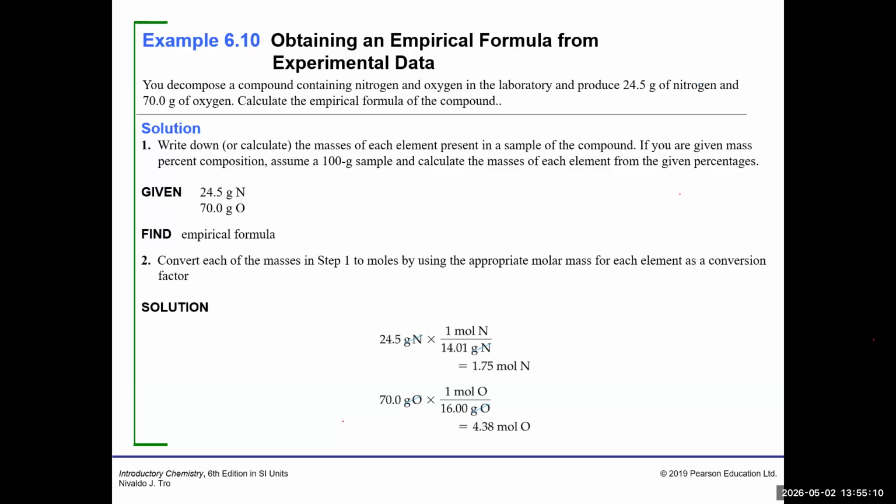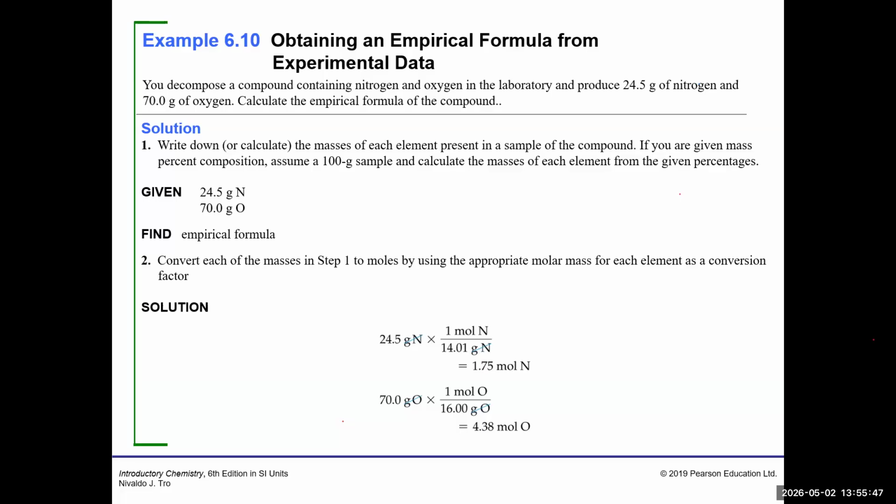So you write down or calculate the masses of each element present in a sample of the compound. If you are given the mass percent composition, assume a 100 gram sample and calculate the masses of each element from the given percentages. But in this case, we are given the grams, so we are good to go. We don't have to assume 100 grams of the compound because we already have the grams. Now they want us to find the empirical formula, and you are given the masses.